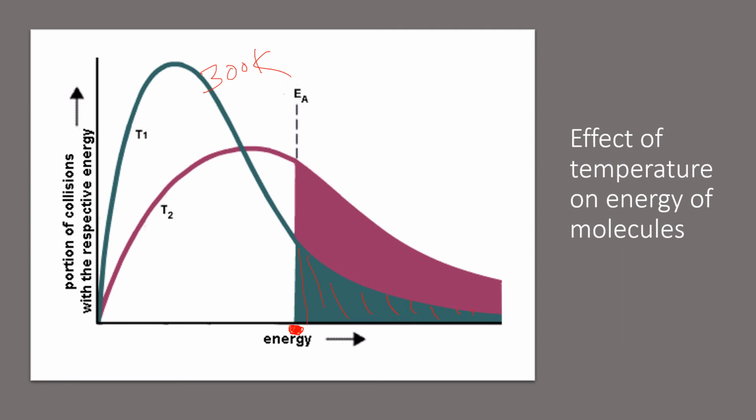But when we increase the temperature by 10 degrees Celsius, to 310 Kelvin, the number of molecules that possess the activation energy increases. So our graph flattens. That means the number of molecules with the most probable energy increases by twice. Here you can see the number of molecules has increased almost twice. As a result, the rate doubles.